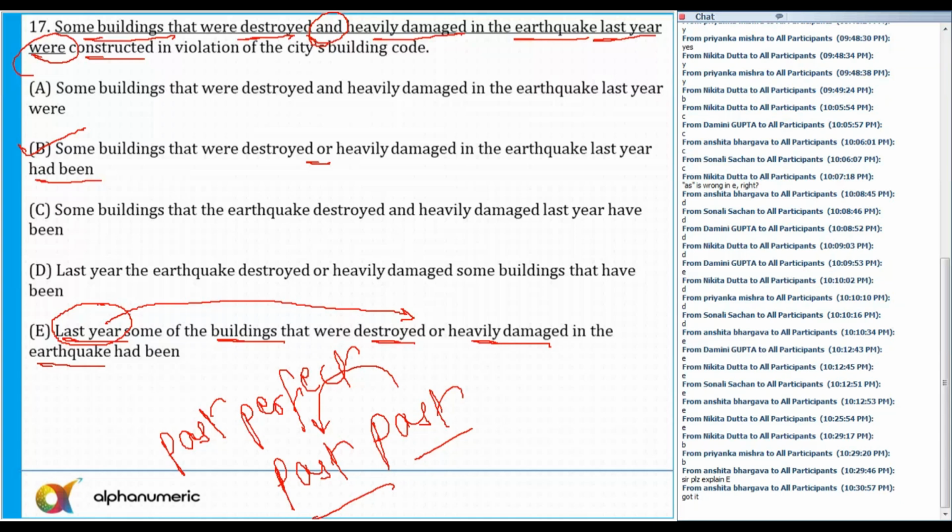Okay, the earthquake happened last year, and because of that there was destruction. So that can get confusing. That is why E is not as good as B. For 17, I think the answer is B.